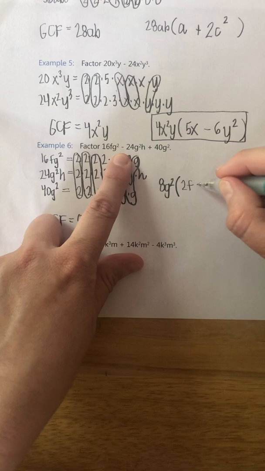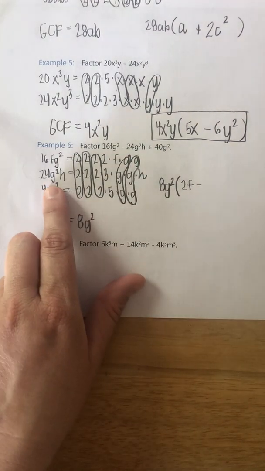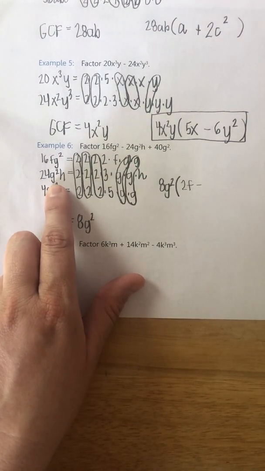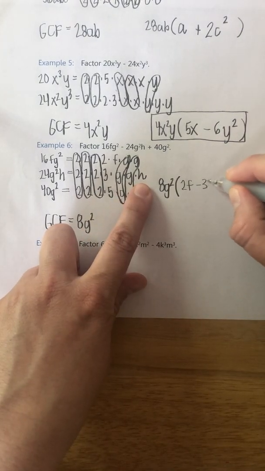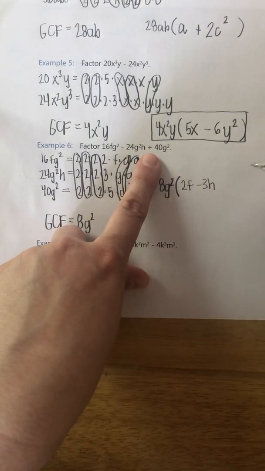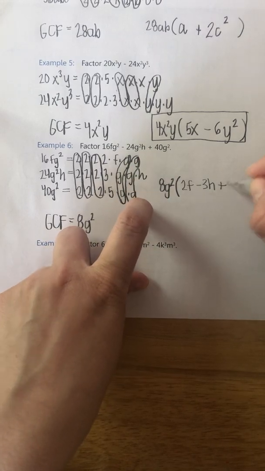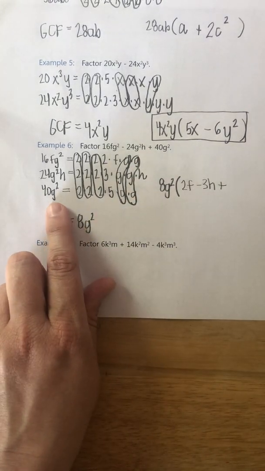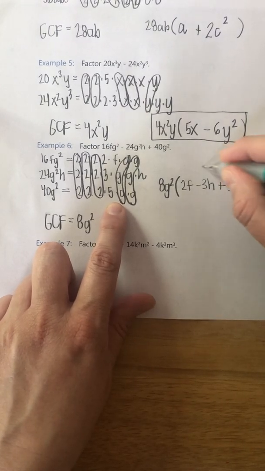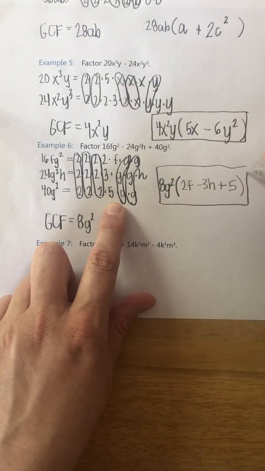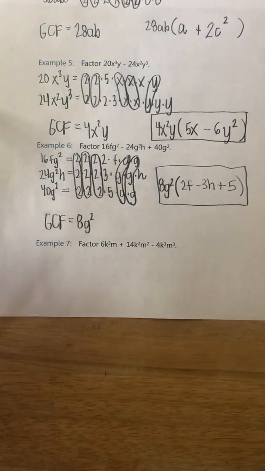Then I'm going to bring down the minus sign for the middle term. When we take it out of the 24g squared h, we're going to be left with a 3 and an h. Then we're going to bring down the plus sign. And lastly, when we take it out of the 40g squared, all we're left with is the 5. And so that would be our answer for number 6.